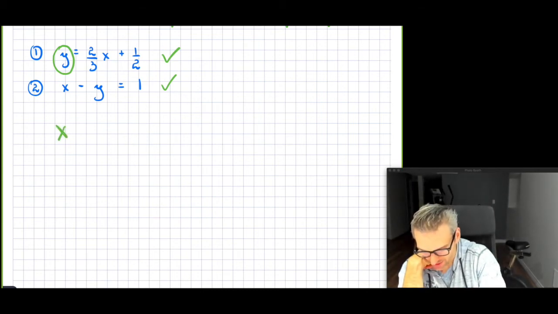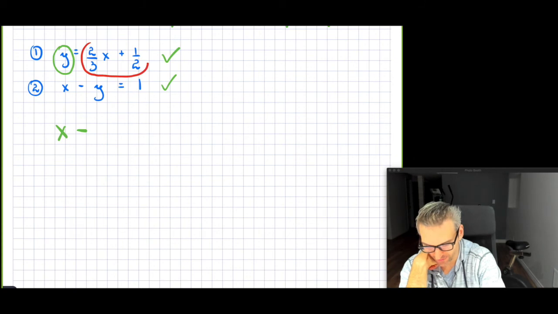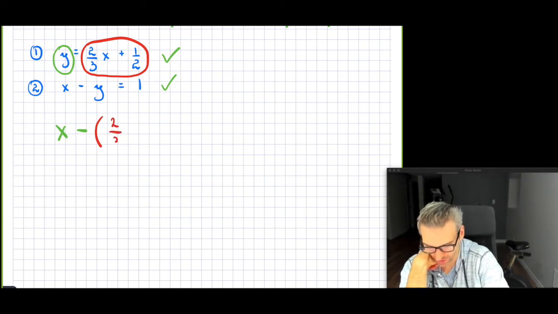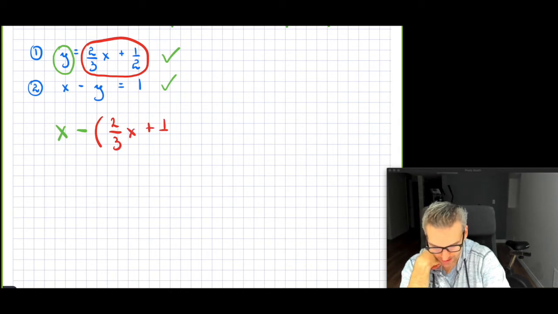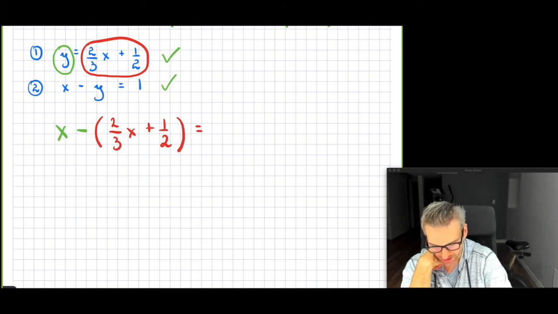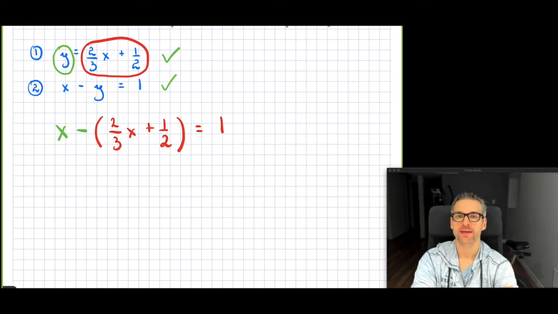So I'm going to have x minus, now again, my y, so this is going to be my y from the first equation. I'm going to substitute it back in. I like to put it in brackets because you have that negative in front there and you're substituting for the whole thing. So let's substitute that in. That is your y from the first equation, and it is equal to 1. All right, and now let's try to isolate for x.